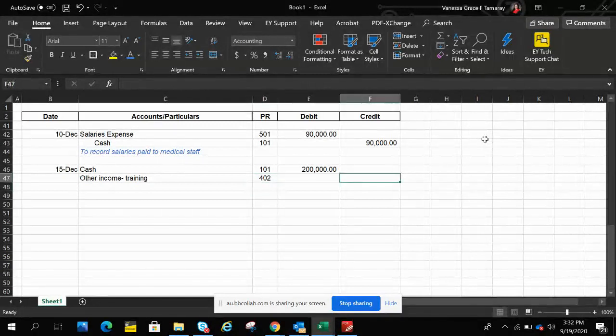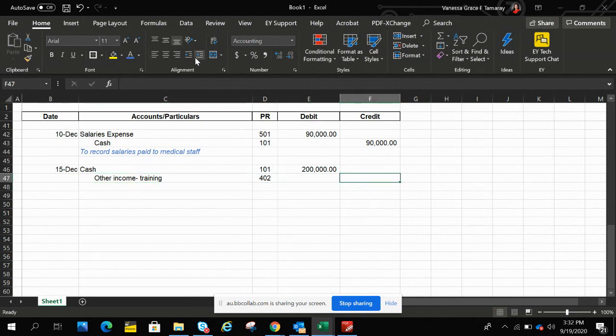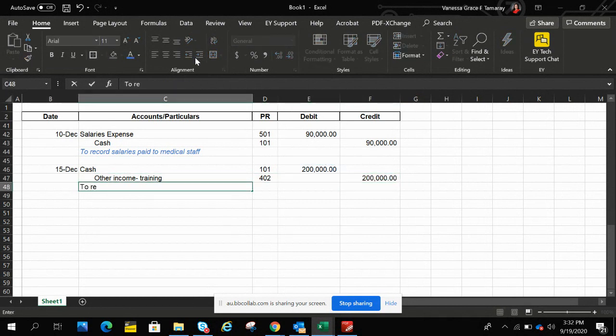Yung other income, ano yan? Income yan. Diba sabi? For seminar fees. Nakatanggap na tayo ng pera dahil nag-render tayo ng service through seminar. Kaya, income yan. To record seminar fees.